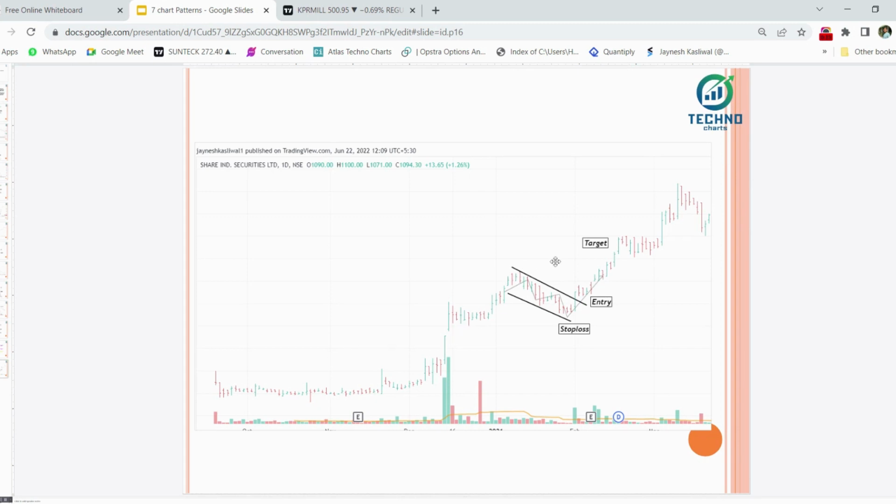So this was all about the 7 chart patterns that we have seen. We'll again have a second series of 7 reversal chart patterns, for example, the W pattern or M pattern, head and shoulder, inverse head and shoulder pattern.